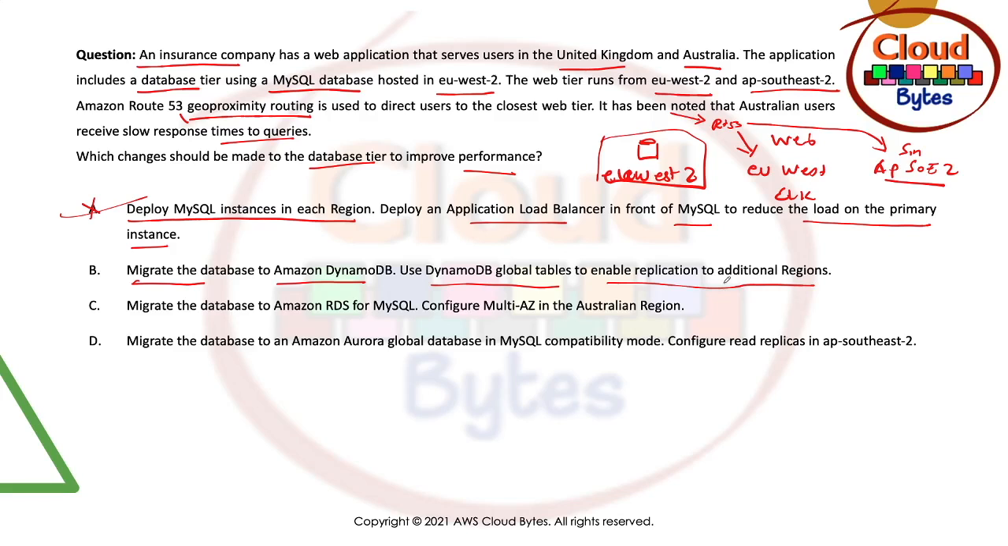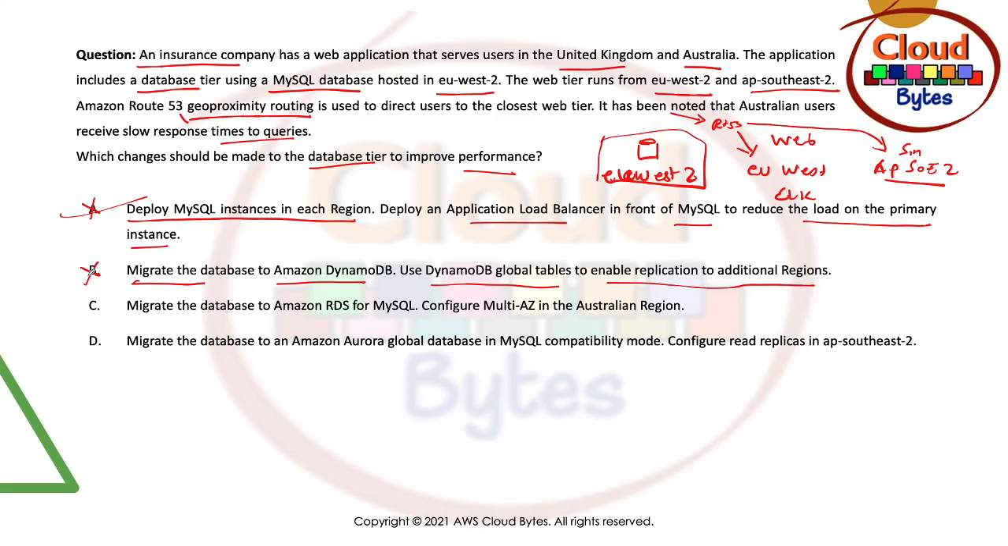If you have DynamoDB global tables, what will happen is if you have multiple regions, a DynamoDB global table will allow you to write to both regions, and it will automatically sync up using the DynamoDB stream. But in this case, the database is MySQL and not a NoSQL database. And that's why this is not an option here.